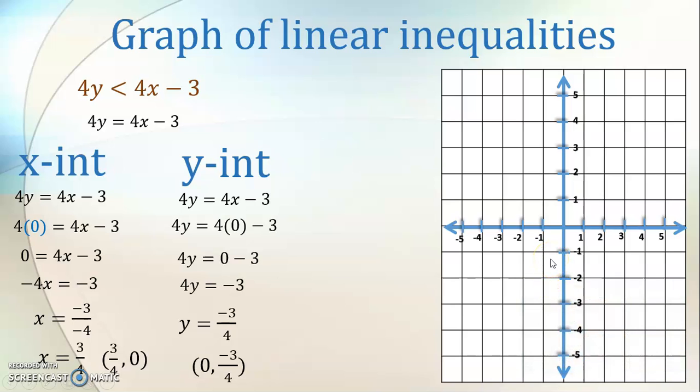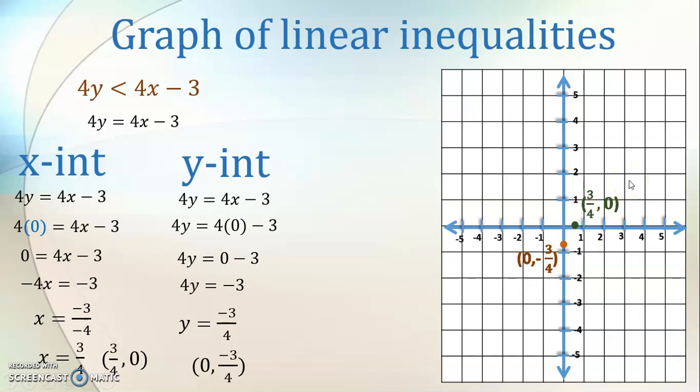Okay, having it like this, I'm going to start graphing in my x-intercept. That is (3/4, 0), just like here. Now, my y-intercept is negative 3 over 4. It's almost here. Now, I'm going to connect my lines.